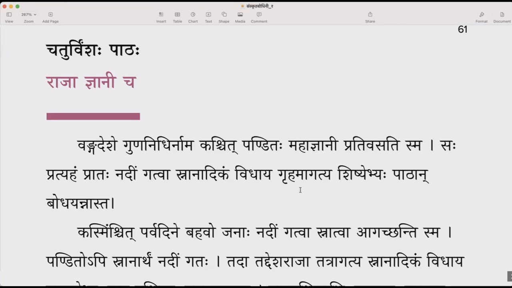Prativasati and vasati, it's the same meaning. So Prativasati sma, when you include sma, prati has no meaning here. It is just vasati, that's all. Asati sma, he was staying there. Prati in the previous lesson meant Prati Paksham and they said it had the opposite meaning. Here there is no such special meaning.